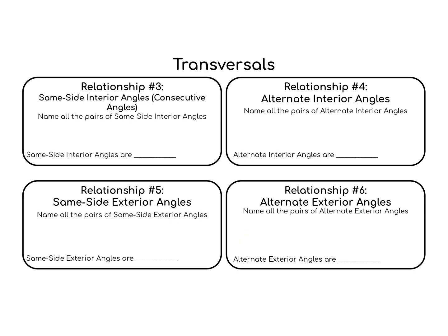There's 6 total. We've talked about 2. These next ones kind of go hand in hand together. So the third angle relationship has 2 names, we call them either same side interior or consecutive angles.